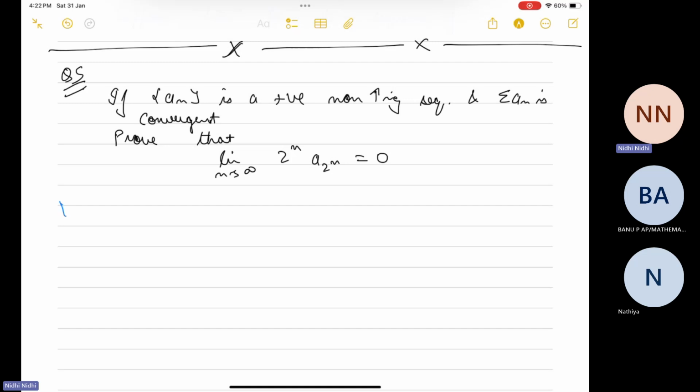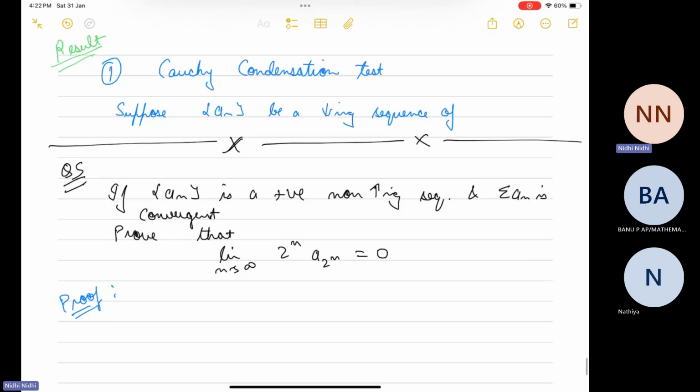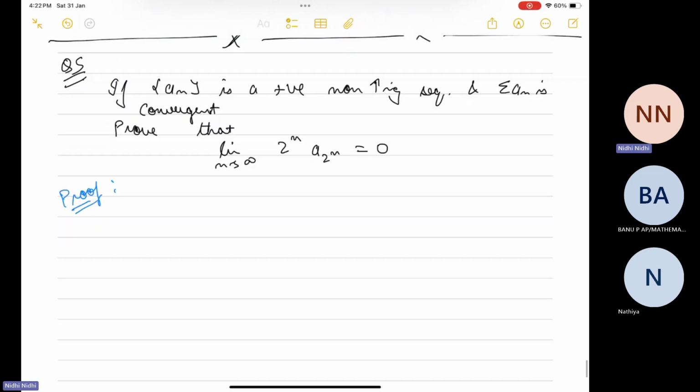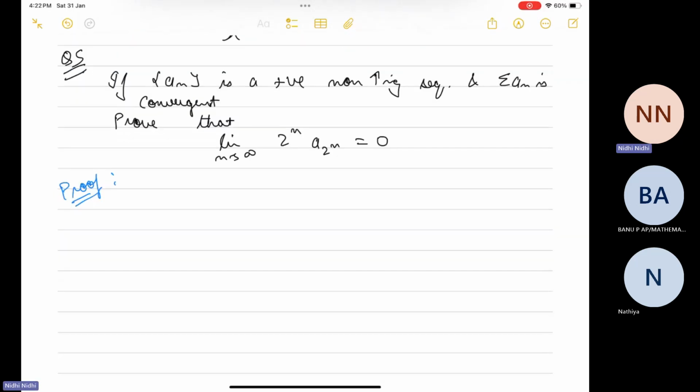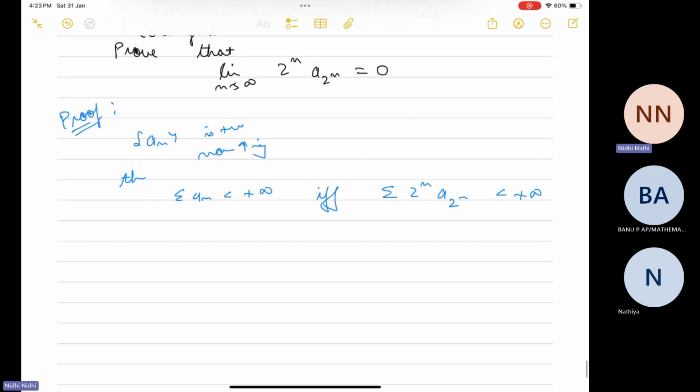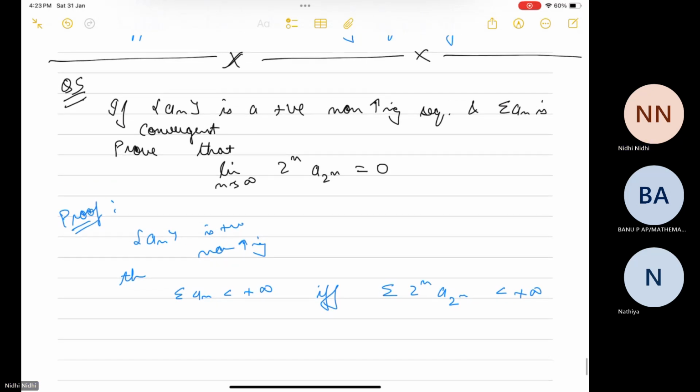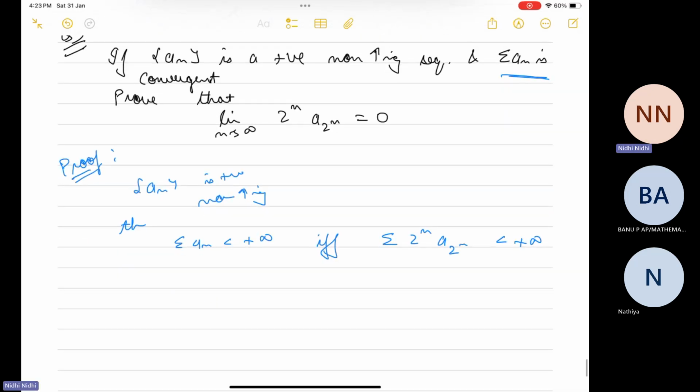Just recall the Cauchy condensation test. I can't because I don't know how everything went back. So yeah, what does Cauchy condensation test say? It says that if the sequence a_n is positive, non-increasing, then summation a_n converges if and only if summation 2^n a_(2^n) is convergent. Now we are already given in the problem that summation a_n is convergent.